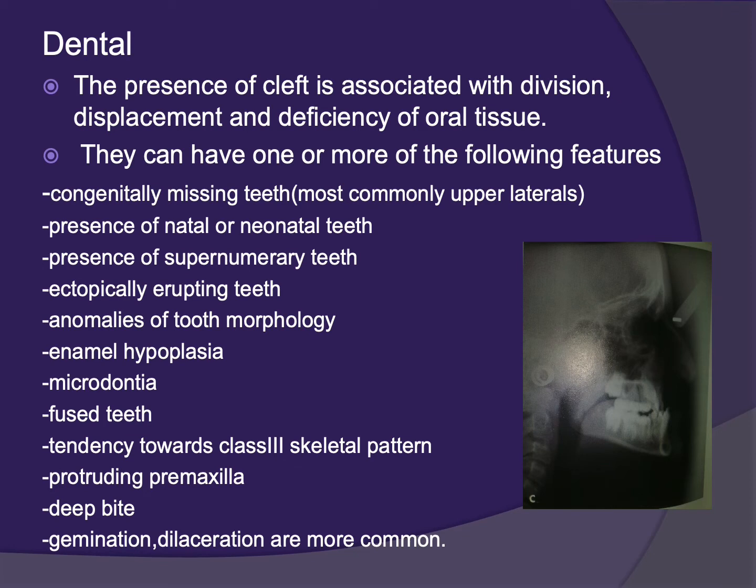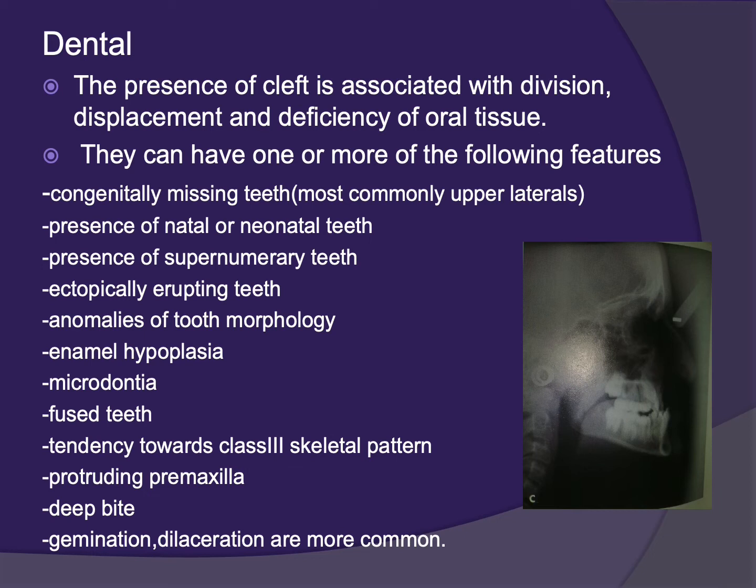The presence of the cleft is usually associated with division, displacement, and deficiency of oral tissue. The cleft lip and palate patient can have one or more of the following features. Firstly, they will have congenitally missing teeth. Usually, they have missing teeth at the line of cleft, at the cleft area itself. For example, if a patient has left-sided cleft lip and palate, they will have a missing lateral incisor on the left side. They will also have presence of natal and neonatal teeth.